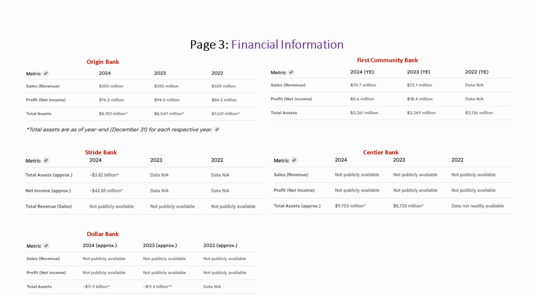What I found is that there was an aggressive rate hike from 2022 by the Fed to 2023, and then they aggressively lowered the Fed rate from 2023 to 2024. I'm not 100% sure, but I'm guessing that may have something to do with how the profits were affected for at least Origin Bank and First Community Bank. As far as the other three banks, I really don't have anything to comment on because a lot of the information either wasn't available or, if it was, I didn't know where to look to find it.